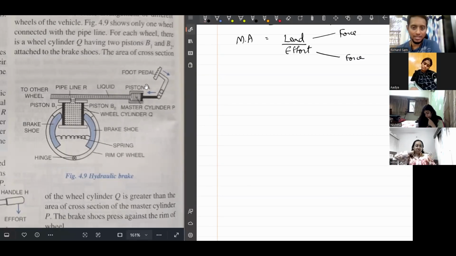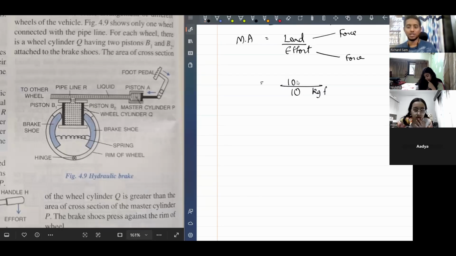Say in this case he's applying an effort of 10 kg. So 10 is in the denominator. And say the car is 1000 kg. If I put these two values in this formula, mechanical advantage is the load of the car upon the effort that he applies. We're getting a mechanical advantage of 100.